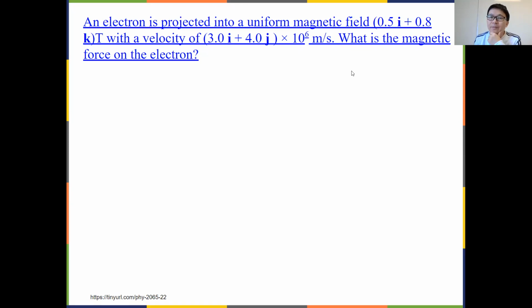So the magnetic force, we can use the cross product of V and B. So F equals Q V cross B. We are looking for force, and F is equal to the charge times V cross B.